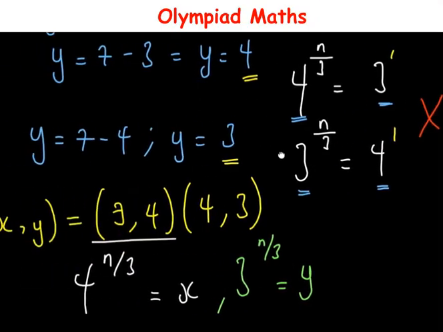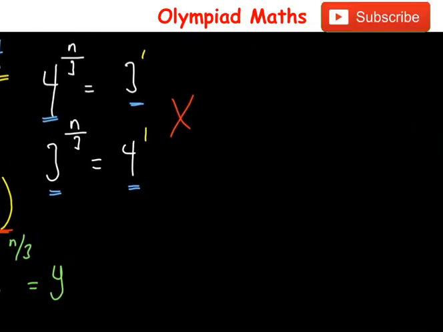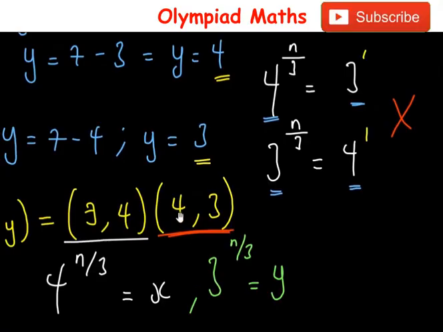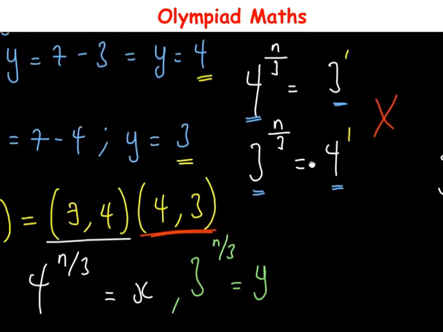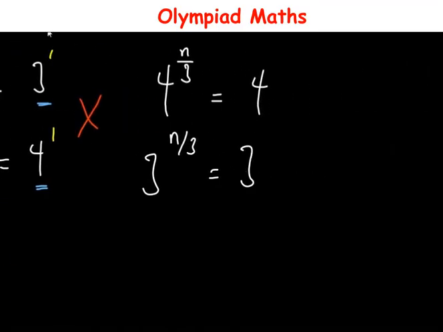So we're going to make use of the second value of x and y, which is 4 and 3. So also we have that 4 raised to power n over 3 is equal to the value of x, which is 4, so write down 4, and the other one, 3 raised to power n over 3 equals the value of y, which is 3, so write down 3. And bear in mind that the power of 4 here is 1, the power of 3 here is 1.